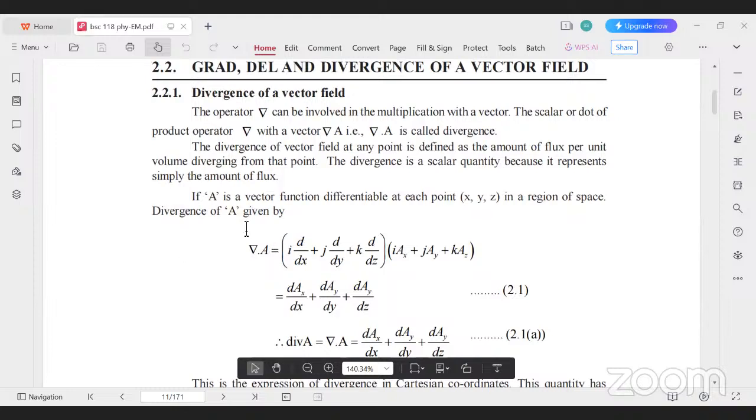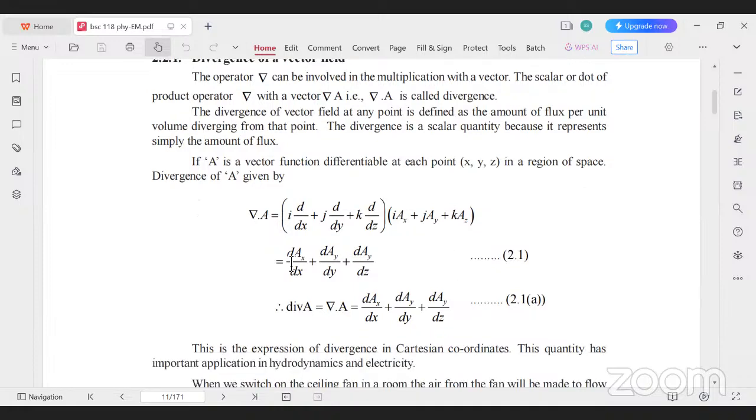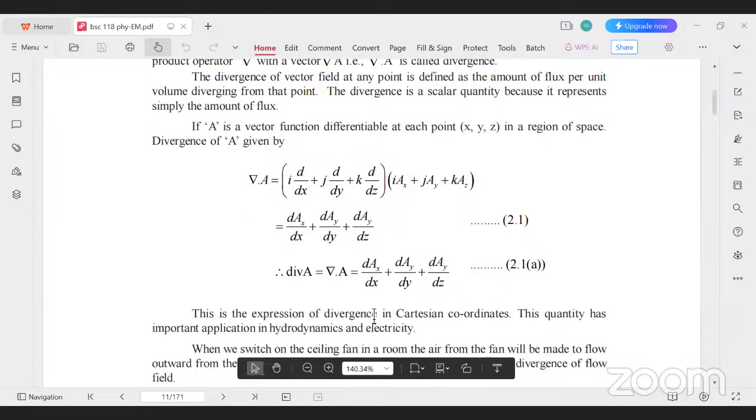To simplify that, divergence is del dot A, equals i of dou by dou x plus j of dou by dou y plus k of dou by dou z, because x, y, z are the directions, with a vector A. So I can find dou Ax by dou x plus dou Ay by dou y, plus dou Az by dou z.